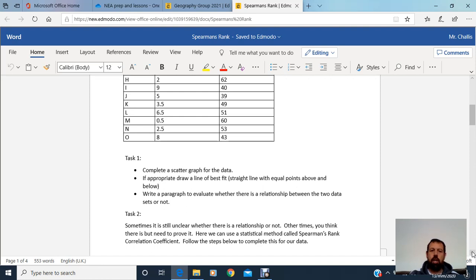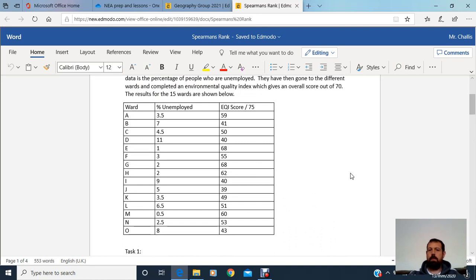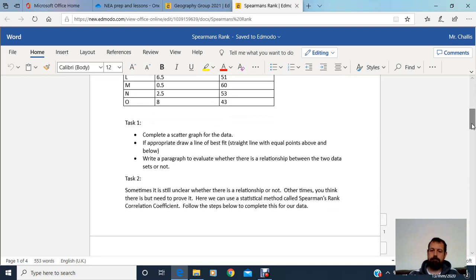Once you've done that, you write a paragraph to evaluate whether there is a relationship and which way round the relationship is. So is it a positive correlation? In other words, as one increases, the other one increases too. Or is it a negative correlation? So as one increases, the other decreases. Those are the two types of correlation you can get.